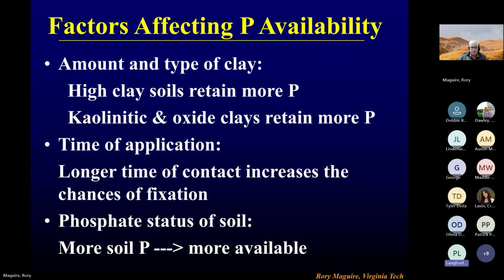And so some of the factors affecting phosphorus availability include the amount and type of clay. High clay soils retain more phosphorus, and kaolinitic and oxide clays retain more phosphorus. The time of application is another factor.